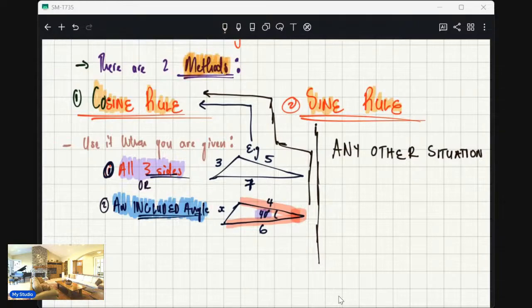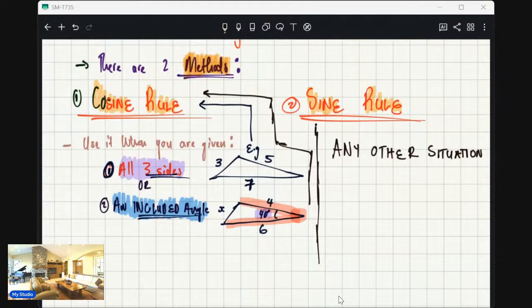Yes, when there is no right angle, you check again. Yes, there should be no right angle. But what else should be missing? The triangle should have no three sides, right? And so you check that you are given one or two sides, right? Okay, then automatically you check the next thing, which is the included angle. There must also be no included angle, right?